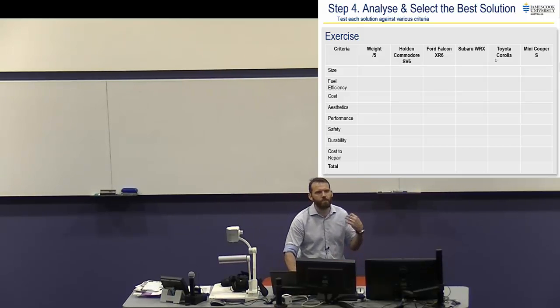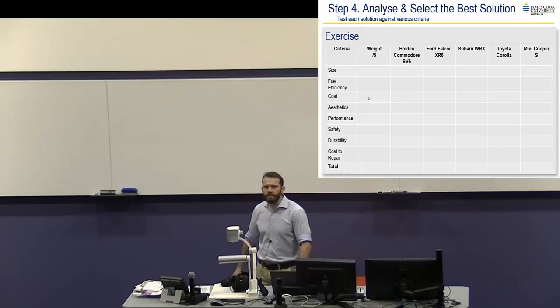Yeah, so basically what you want gets a high score, what you don't want gets a low score. Next thing, fuel efficiency, how important is that to you? Give it a score and then assess each of these based on their fuel efficiency. Cost, how important is cost?